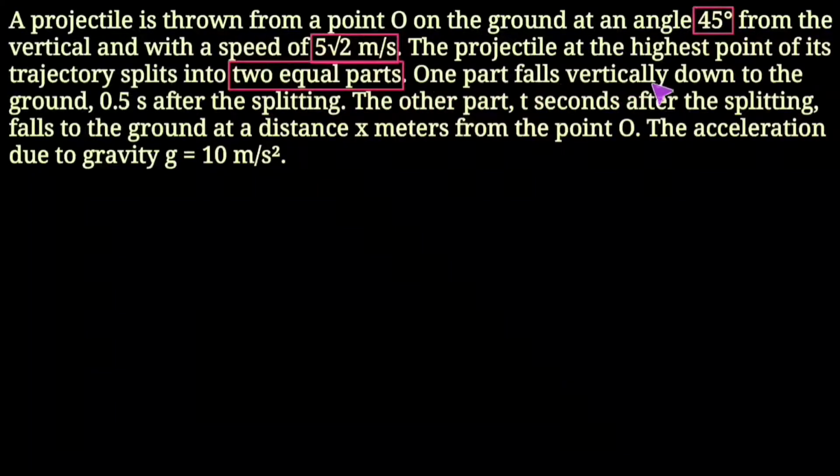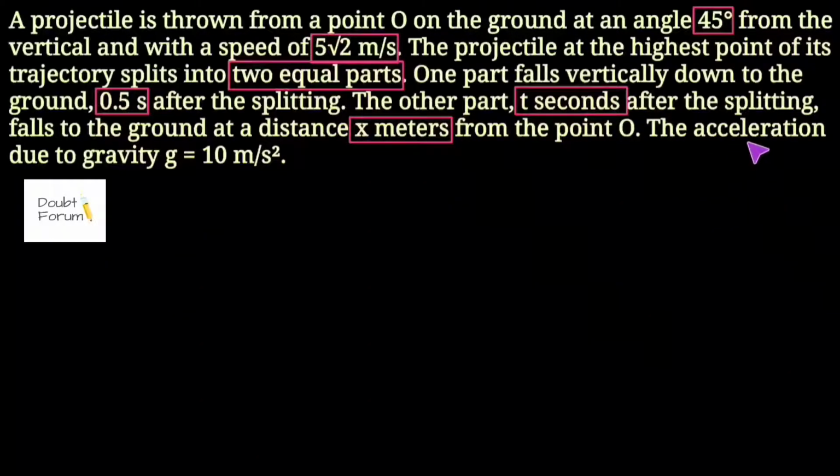One part falls vertically down to the ground 0.5 seconds after the splitting. The other part, t seconds after the splitting, falls to the ground at a distance x meter from the point O. And the acceleration due to gravity, we can take its value as 10 meter per second squared. And in the question, we are asked to find the value of x as well as the t.